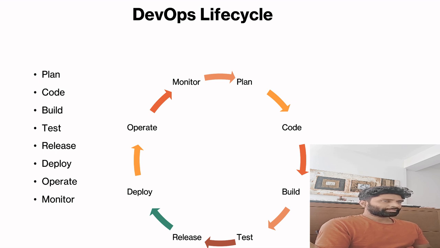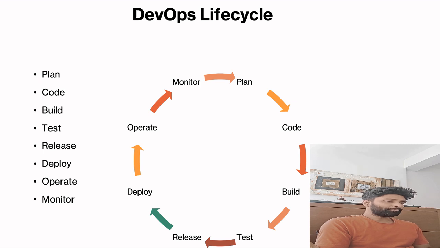Release. Code is deployed to staging environments. Deploy. Release code to production, often using continuous integration and continuous deployment CI/CD pipelines. Operate. Software runs in production and teams monitor performance. Monitor. Using monitoring tools to ensure uptime, performance, and quick issue resolution.